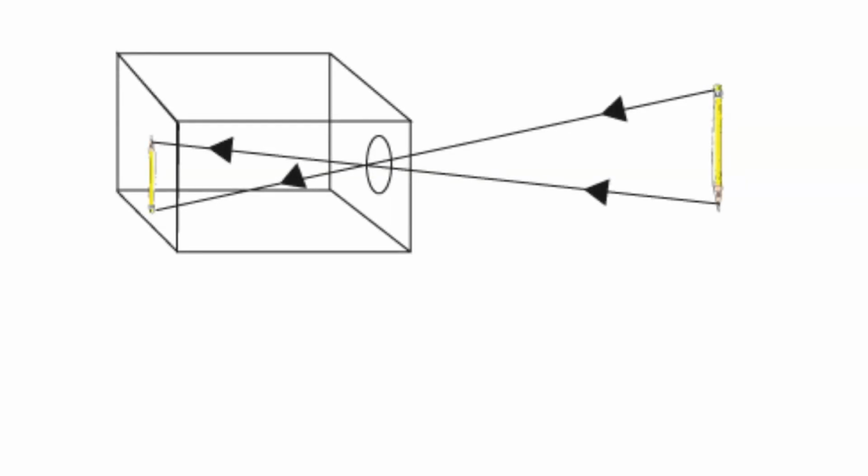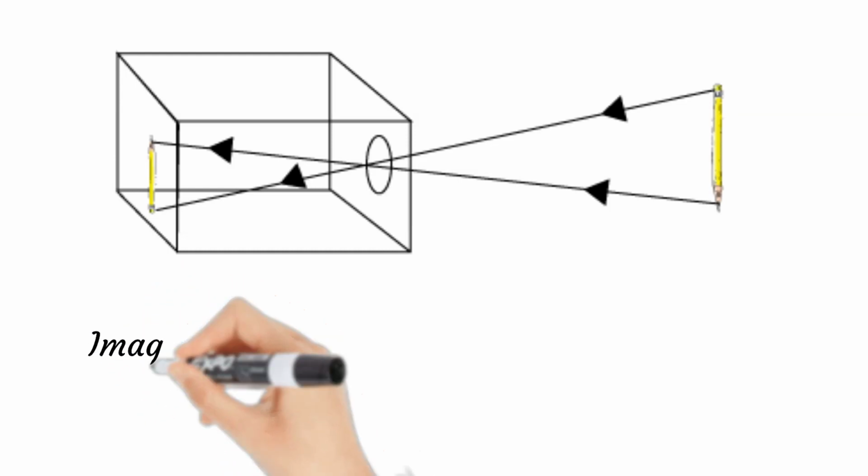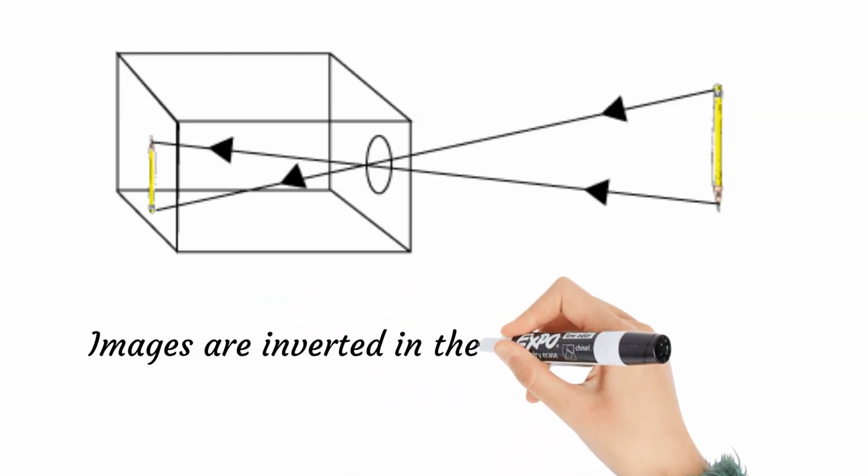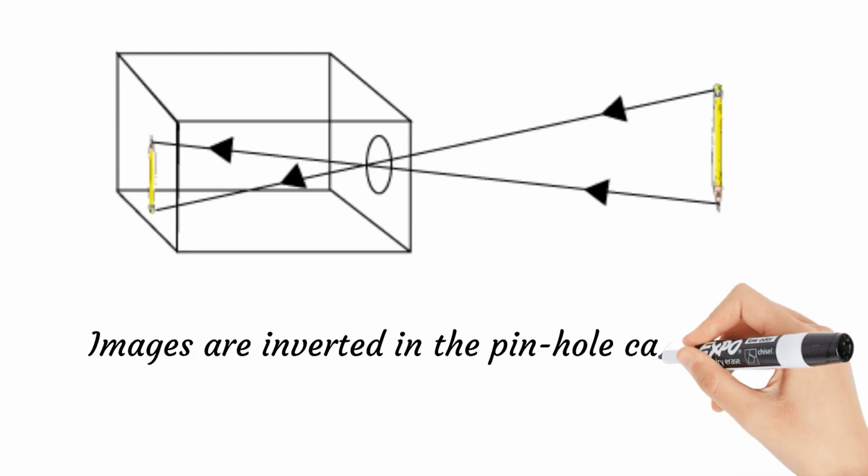Images are formed on the screen when objects are placed in front of the camera. The simple camera is shown. You see that the object is standing in front of the box, and on the screen inside the box it is inverted. So images are inverted in the pinhole camera.